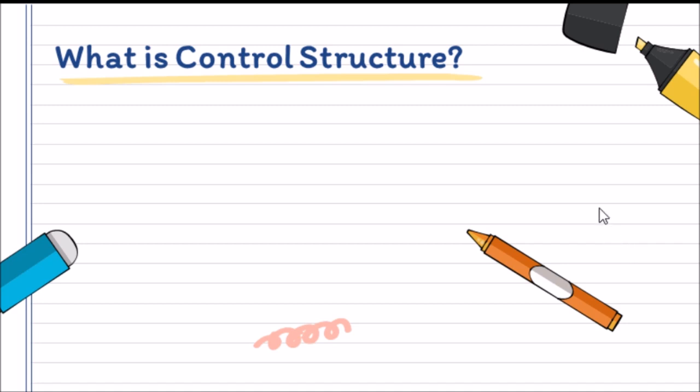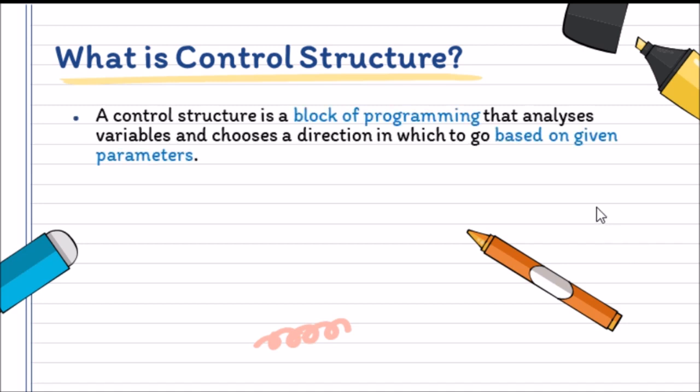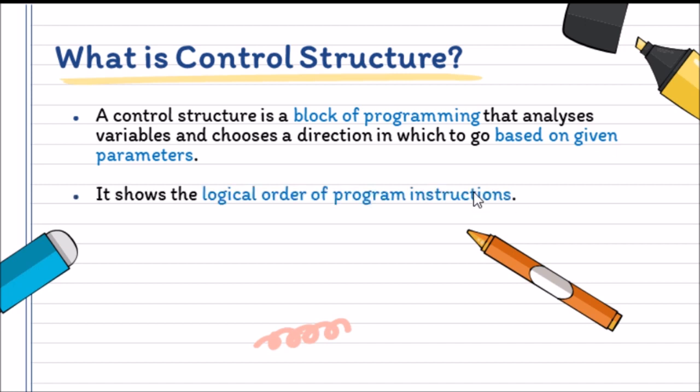What is control structure? A control structure is a block of programming that analyzes variables and chooses a direction in which to go based on given parameters. It shows the logical order of program instruction.